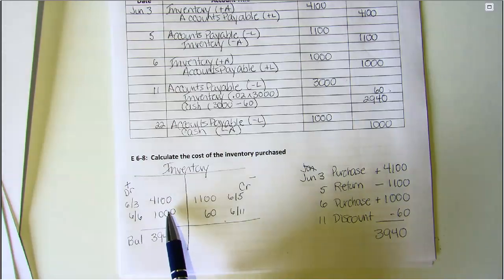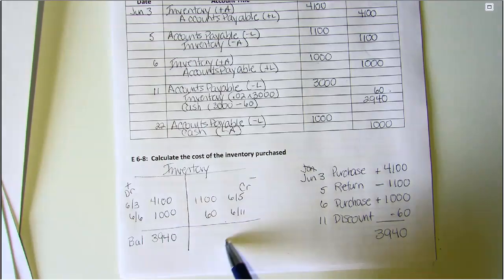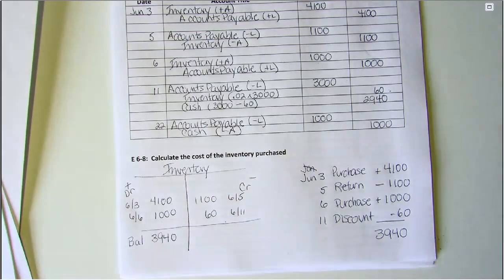Notice that when we use a perpetual inventory system, any transactions involving inventory get put into the inventory account. We add to inventory for purchases. We subtract from inventory if there's a return or if there's a discount.